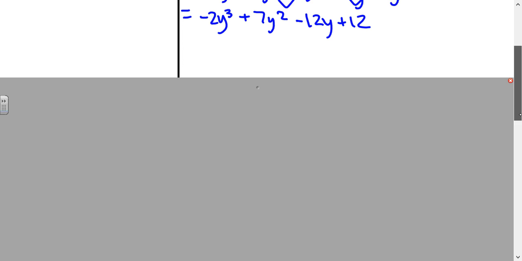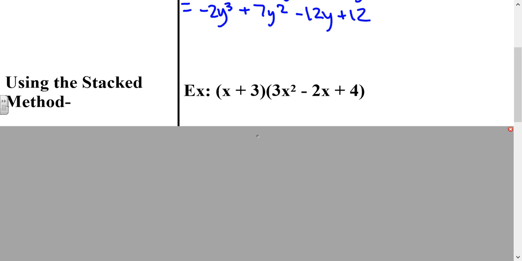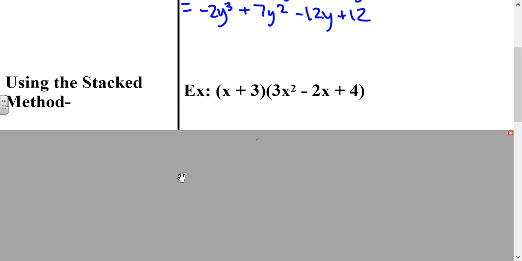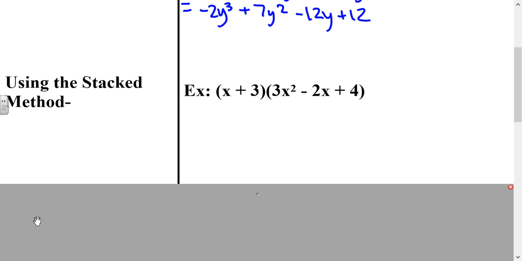Now there's another method that you guys may not be familiar with called the stacked method. And I really like this, especially when I'm multiplying a binomial with a trinomial, because it's easier to keep everything lined up, and that seems like it's less steps. So I'm just going to rewrite this as 3x squared minus 2x plus 4 times x plus 3, and I'm going to stack it, and then I'm going to multiply it like I used to when I was in grade school.